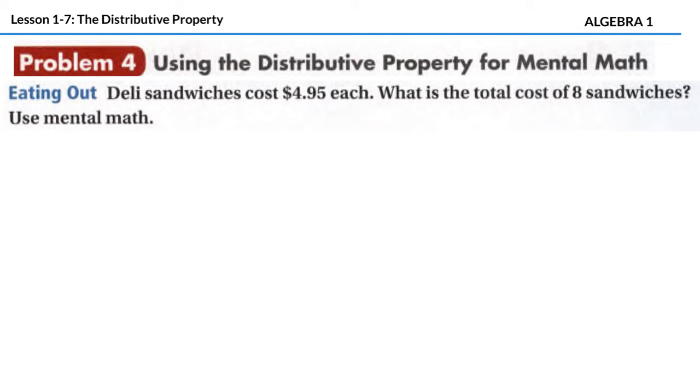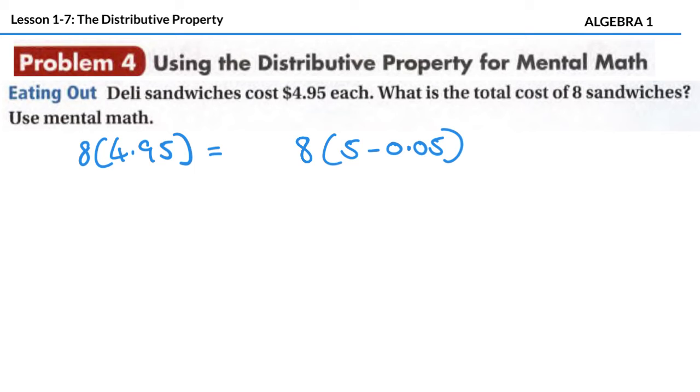Use mental math. So what will be the total cost of 8 sandwiches if each sandwich costs $4.95? So it's going to be 8 times 4.95. But I'm not allowed to use a calculator over here, so I'm using mental math. So 4.95, can I write this as 5 minus 0.05, which is still 4.95? And then I multiply it with this 8.